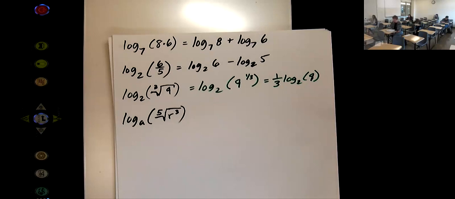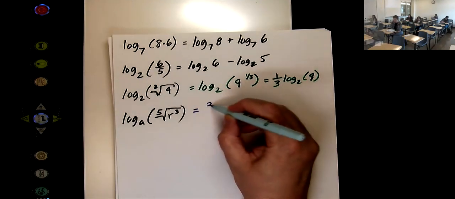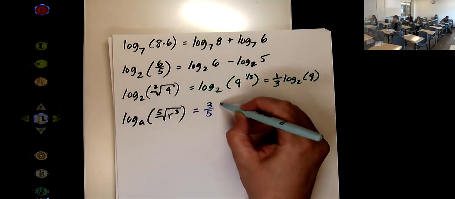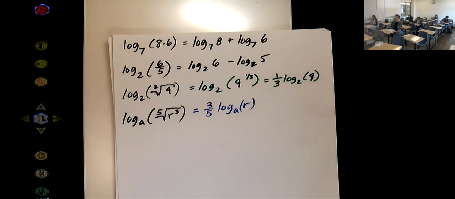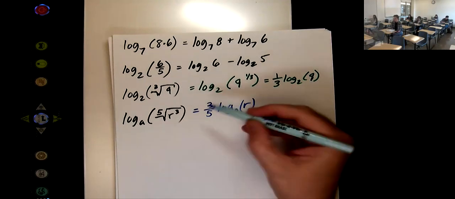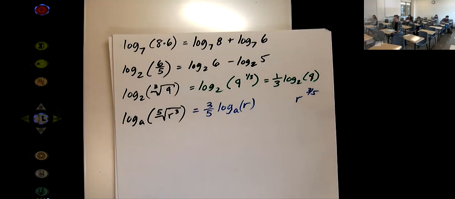So what do we get here? Read this: log base a. It's correct. Anyone else get that? Yeah, the hard part here is rewriting that as r to the 3/5, remembering your rules with radicals.